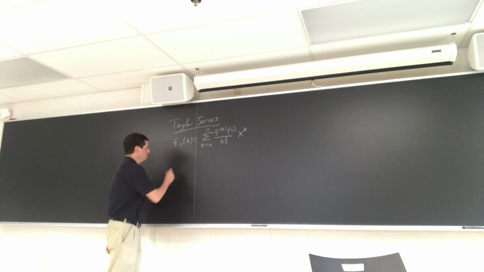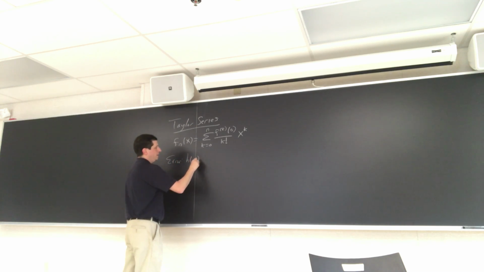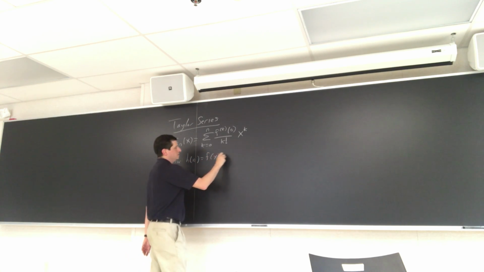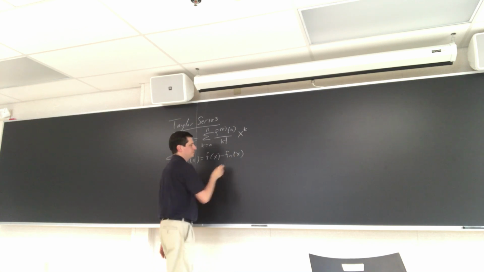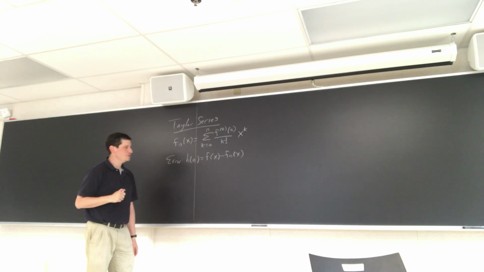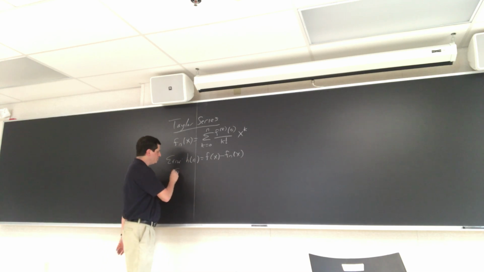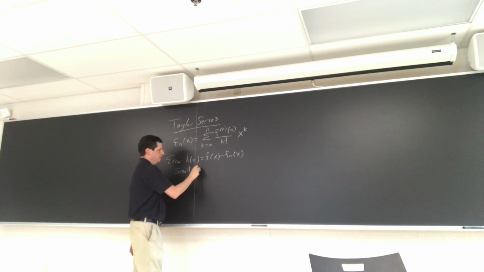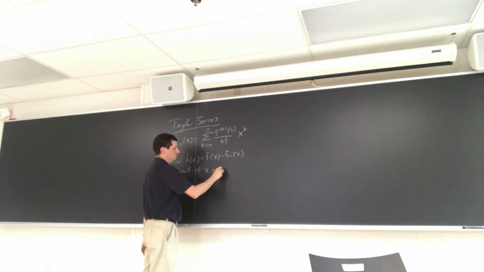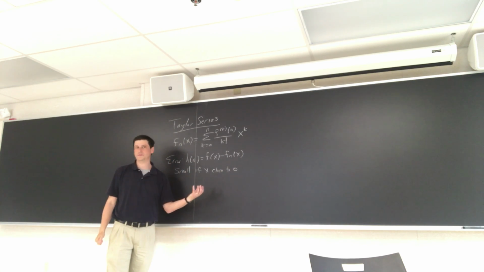And so we'll look at the error, and I'll call it h_n of x, which will be f of x minus f_n of x. The reason I don't want to use e is we use e for the exponential, so I don't want to use e for my error term. And so the idea is we want to see how small this is. So it should be small if x is close to 0. So that means we're very close to the point we're expanding about.